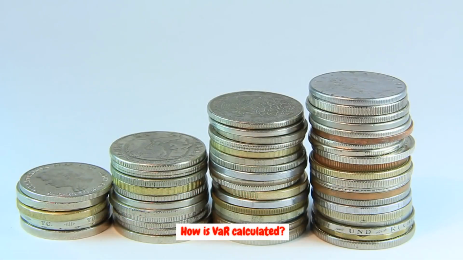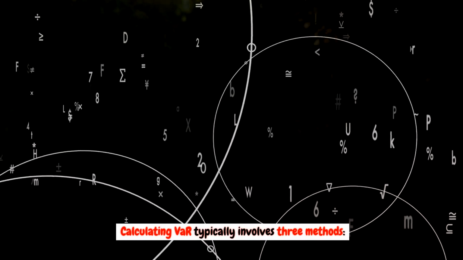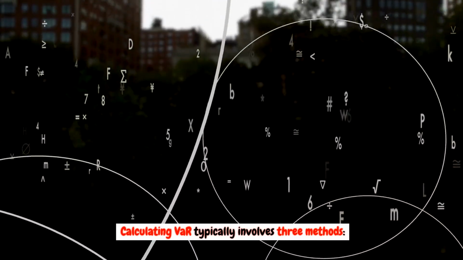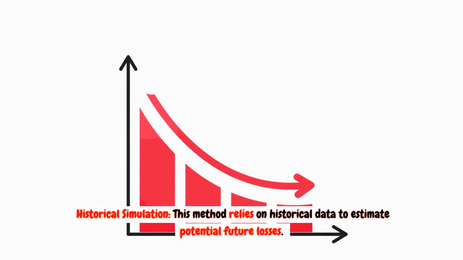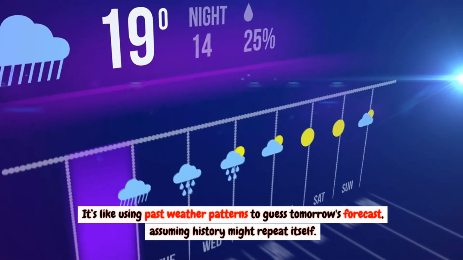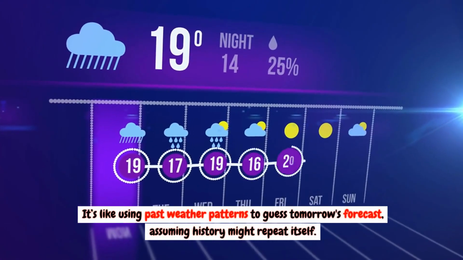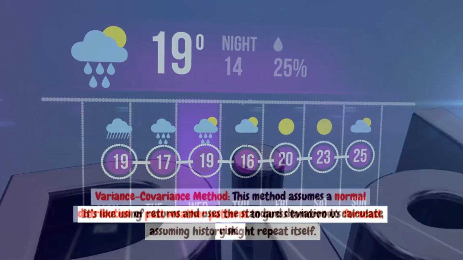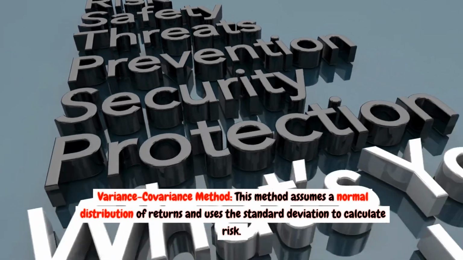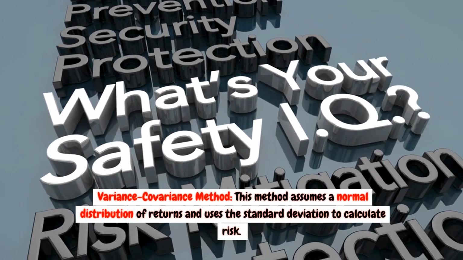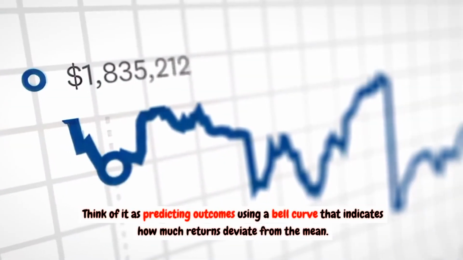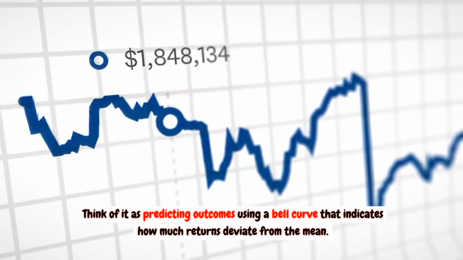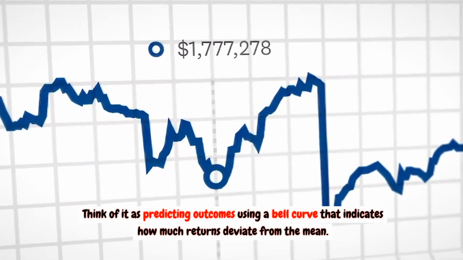How is VAR calculated? Calculating VAR typically involves three methods. Historical simulation. This method relies on historical data to estimate potential future losses. It's like using past weather patterns to guess tomorrow's forecast, assuming history might repeat itself. Variance-covariance method. This method assumes a normal distribution of returns and uses the standard deviation to calculate risk. Think of it as predicting outcomes using a bell curve that indicates how much returns deviate from the mean.